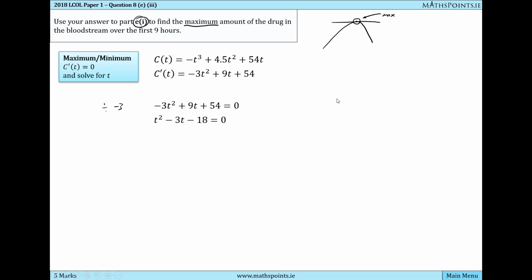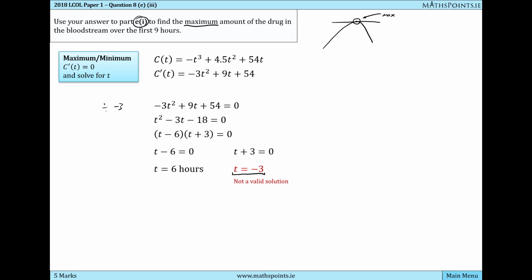We're going to factorize this quadratic to give us t minus 6 and t plus 3 equals 0. We let each bracket equal 0, so t minus 6 is equal to 0, and t plus 3 is equal to 0, and then t is equal to 6, and t is equal to minus 3. Now, we've coloured t equal to minus 3 red here, as this is an invalid solution. We can't have a negative time in a question like this. So, after 6 hours, the maximum amount of drug was in our bloodstream.